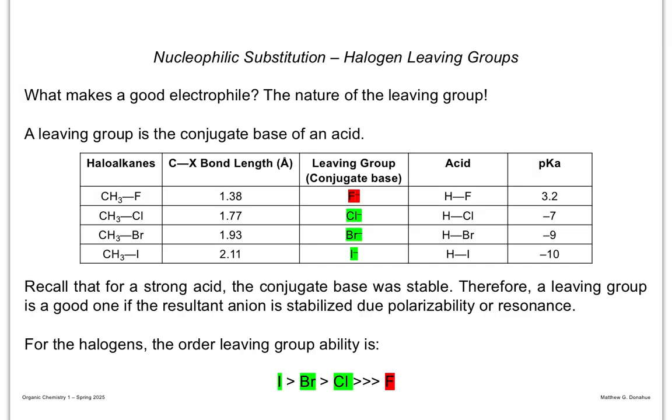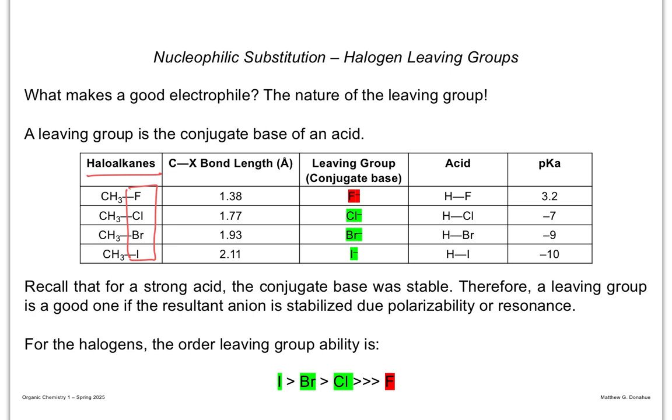As we dive a little bit deeper into the mechanism, we're going to look at these individual parts that are important in facilitating it. So what about the nature of the halogen leaving group? What makes a good leaving group? We know from the halogen group there's fluorine, chlorine, bromine, and iodine. So in our haloalkanes, the thing in the box is the leaving group.